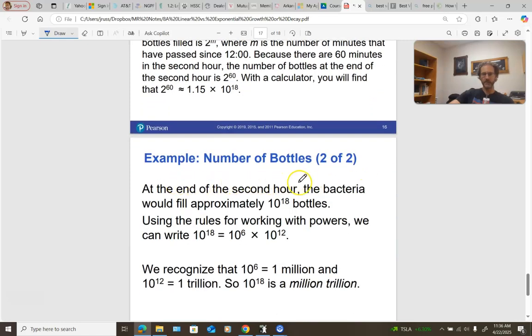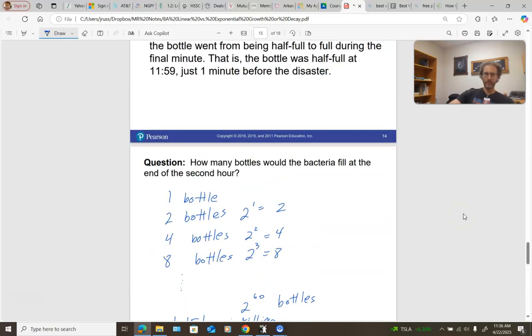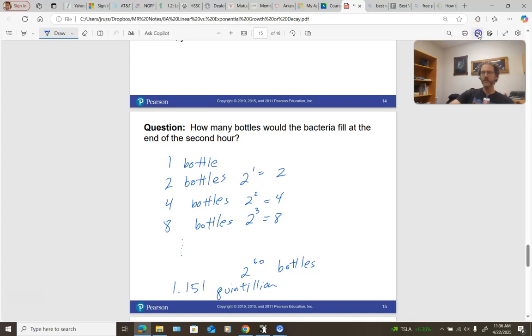It says at the end of the second hour, the bacteria would have filled approximately 10 to the 18 bottles. Now, if you're thinking about powers of 10, you can say, okay, well, we know 10 to the 6th is a million. 10 to the 12th is a trillion. So 10 to the 18th would be like a million trillion. That's another way that you could represent that number. A million trillion is the same as a quintillion.